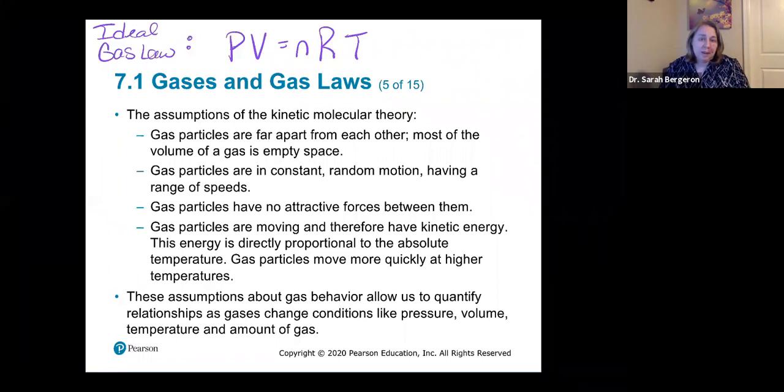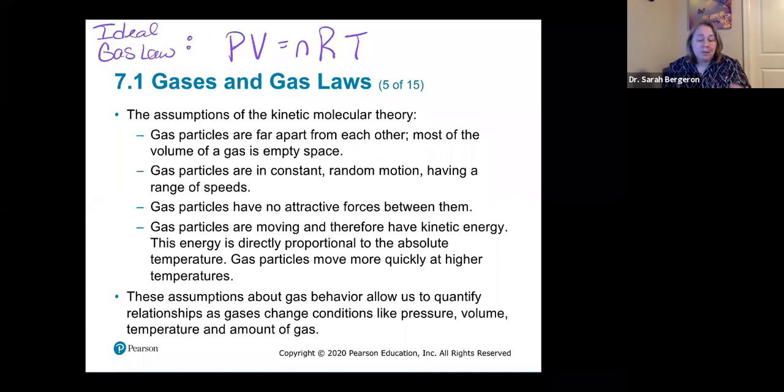And when gas particles are moving, remember we talked about temperature. Temperature is a measure of how fast the particles are moving. We call that particle movement kinetic energy. Remember we said you can have potential and you can have kinetic. If you're sitting at the top of that hill waiting to go down, you have potential energy. But if you are actually going down the hill, you're moving, that's kinetic energy. So because those gas particles are moving, they have kinetic energy. And that energy is proportional to the temperature. So the higher the temperature, the faster the particles move.